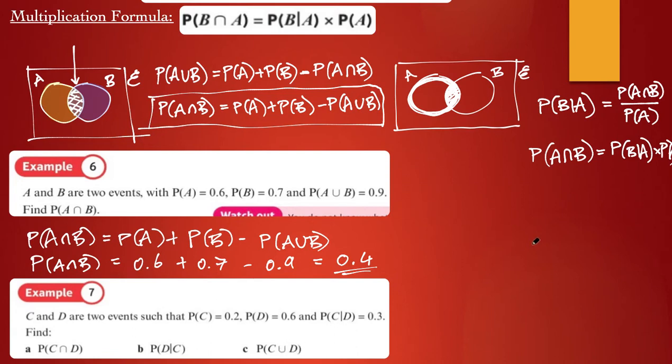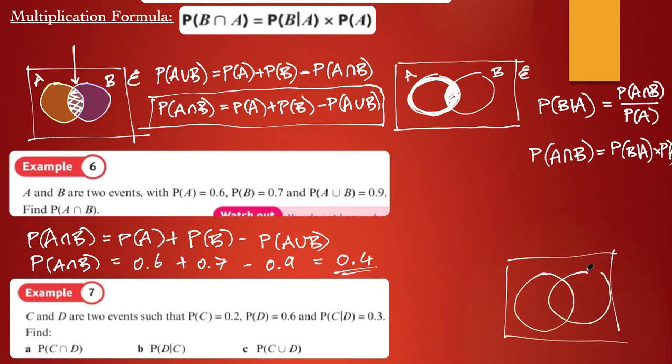For this, I would probably draw a Venn diagram with C and D. It's normally best to just draw a Venn diagram to have an idea of what's going on. So we've got C and D. First thing we're asked about is the intersection. The intersection appears in this formula here, the multiplication formula.